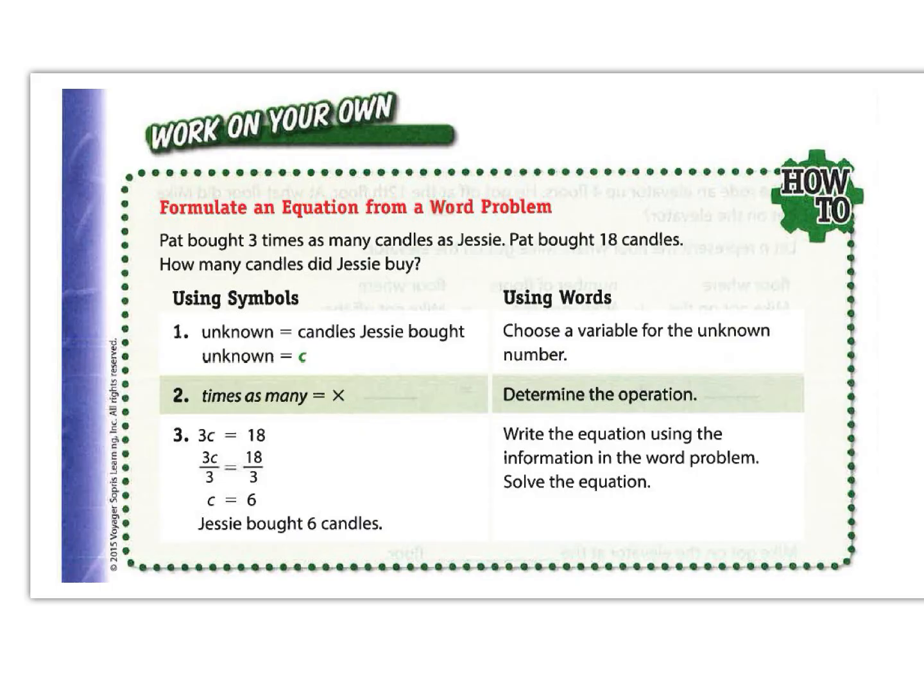Then it says times as many. Determine which operation, adding, subtracting, multiplying, or dividing. Then you are going to write the equation using the information in the word problem and then solve the equation. So 3C, because it's 3 times as many candles, and Pat bought 18, so we know 18. So we got to figure out how many candles did Jessie buy. So then we're going to divide out that 3 on both sides, because that cancels out, because then now you have C left over. And then 18 divided by 3 equals 6. So Jessie bought 6 candles.